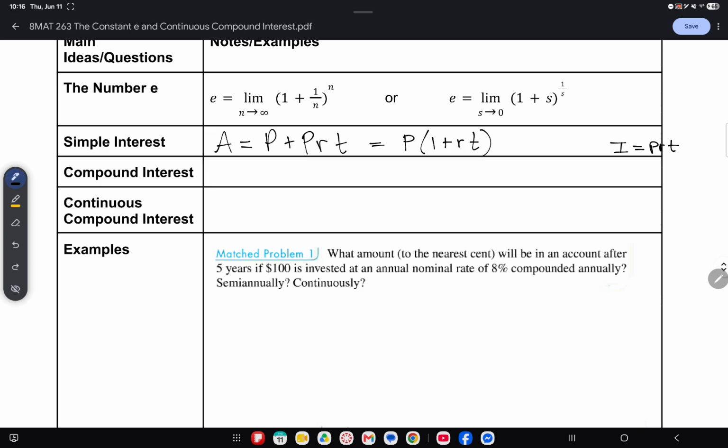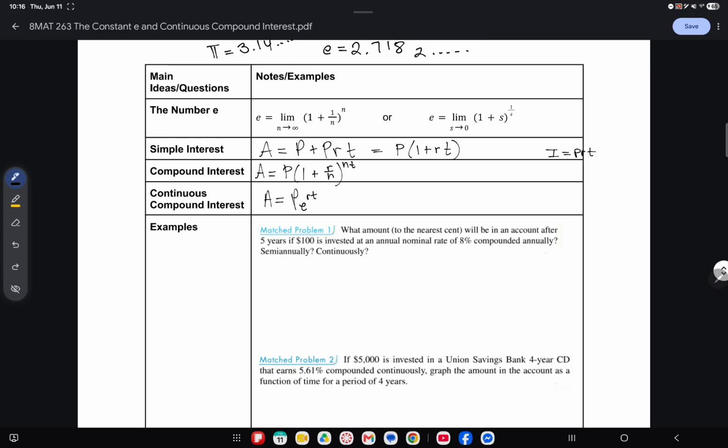Right, then we have compound interest. So you're going to have a final amount comprised of your initial amount times 1 plus r over n raised to the nt, where n is the number of times compounded, right? Or you have A for continuously compounded. A equals P e to the RT.